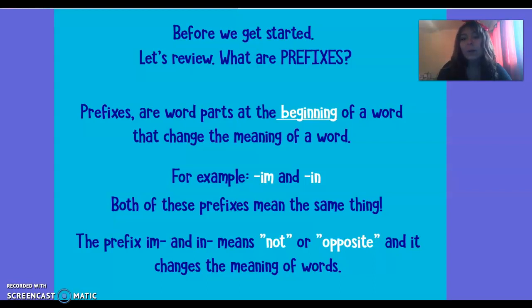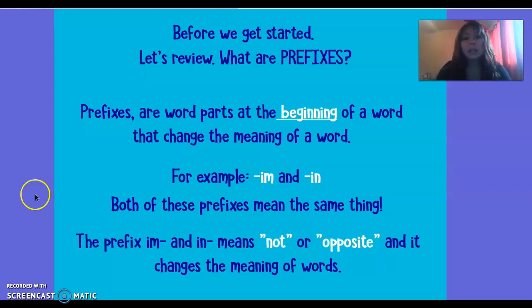We kind of learned about prefixes before we left school. Repeat this after me. Prefixes are word parts at the beginning of a word that change the meaning of it. That means we're always going to find prefixes at the beginning of a word.